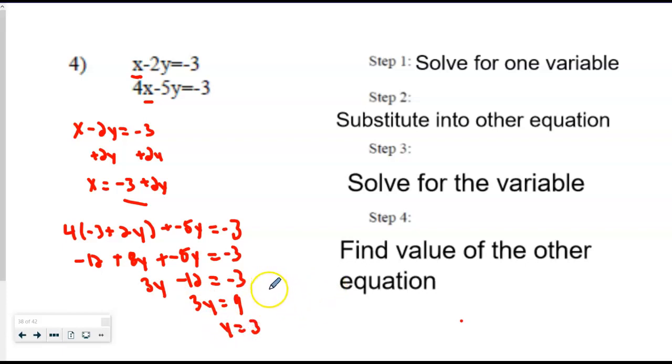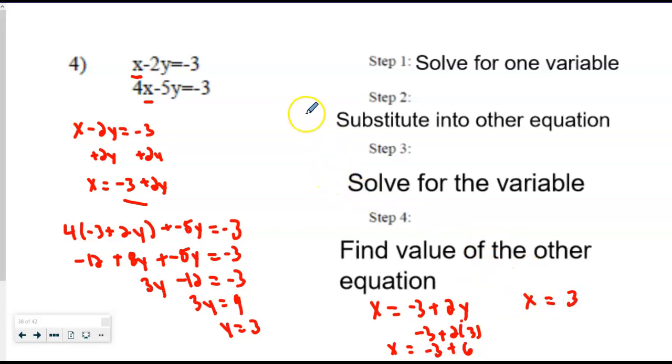Alright, so we know what y is. Now we just got to find out what x is. So we got negative 3 plus 2 times y. So negative 3 plus 2 times 3. So we got x equals negative 3 plus 6. So x is 3. So it looks like our solution is 3, 3. So 4 times 3 is 12 minus 15 equals negative 3. That checks. 3 minus 2 times 3, which is 6, equals negative 3. So that checks too. So your solution is 3, 3.